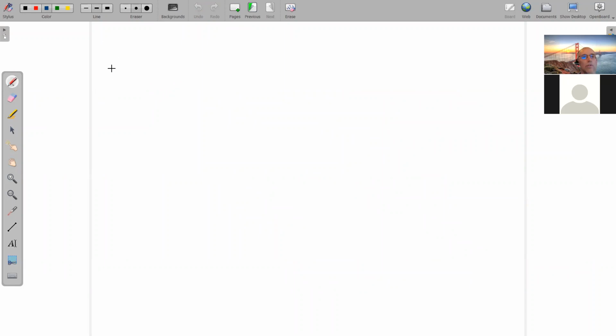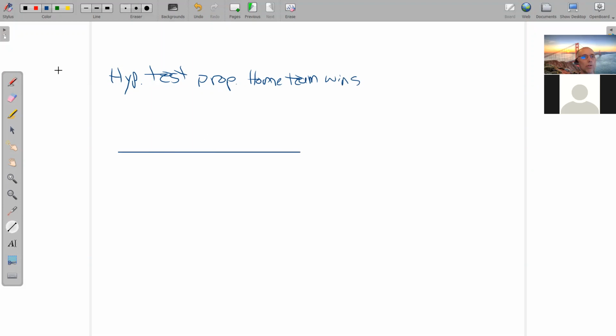We have a hypothesis test, proportion of home team wins, and we draw our smoothed out distribution, which almost always has a bell shape to it because it is a distribution of sample proportions. So this picture is a distribution of sample proportions.